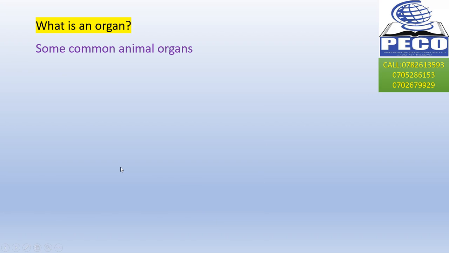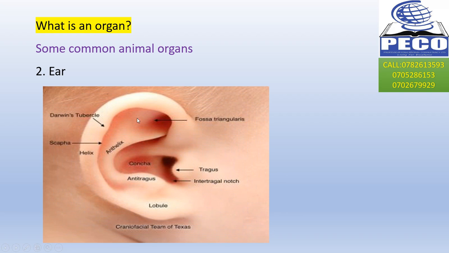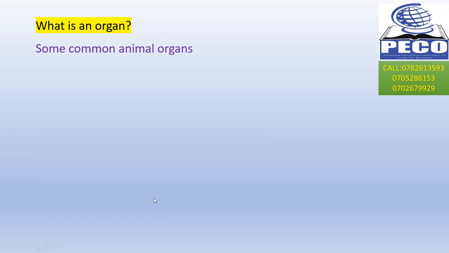Which other organ do you know? The ear. Okay. An ear like this. You have an ear, so you can see the external ear. You may not need to know the names. These are now for your own communication when you are talking to people out there. But an ear like this is an organ. Any other organ? The tongue.